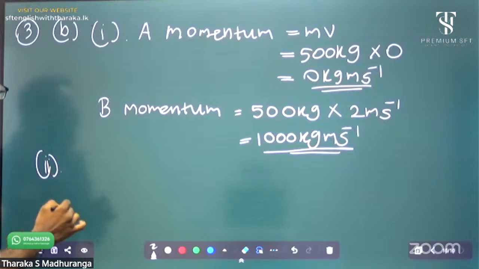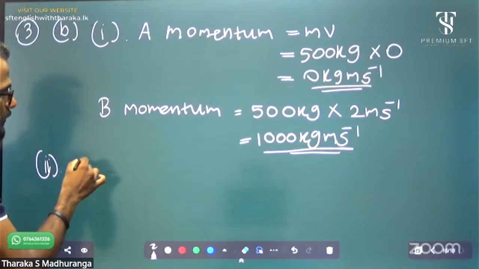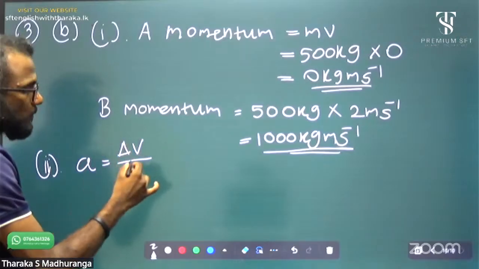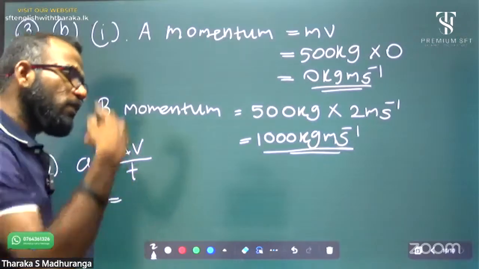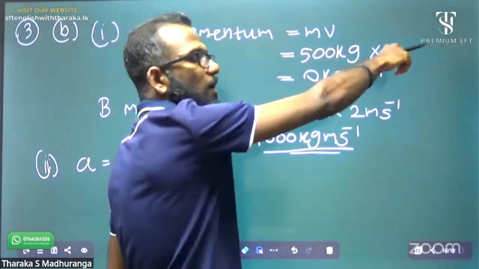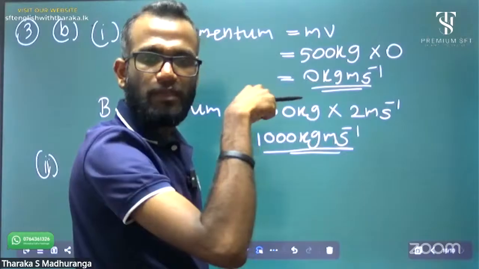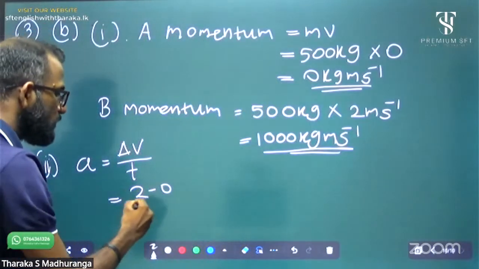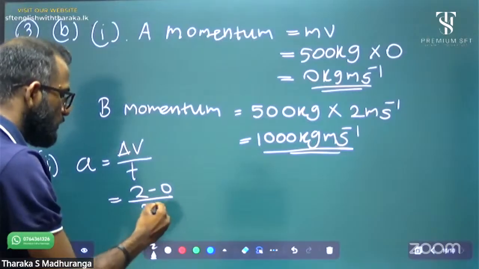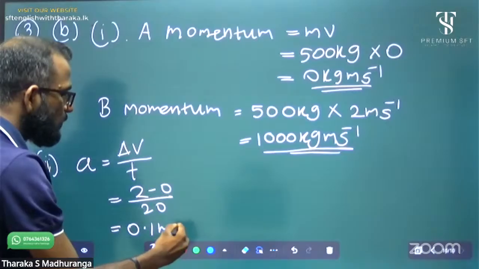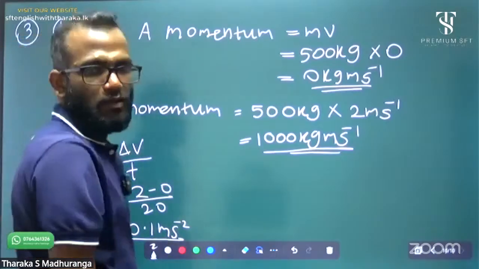First of all, this is the first method. You can find the acceleration. Acceleration equals delta V over time, that's the acceleration method. Now the velocity at B is 2 and at point A is 0. So the velocity difference is 2 minus 0, divided by time 20. Then 0.1 meters per second squared is the acceleration.